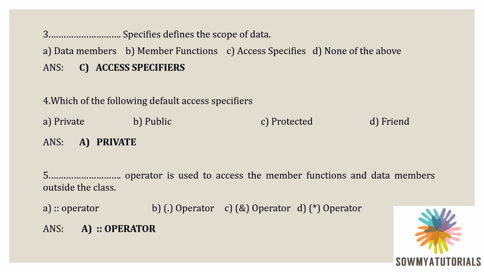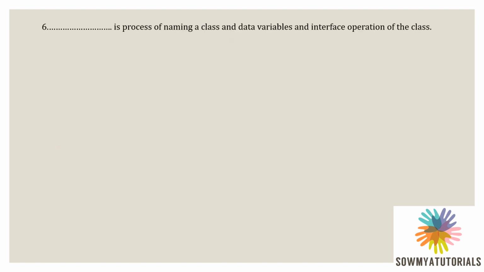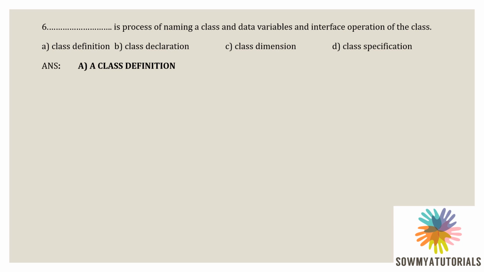The significance of the scope resolution operator is that it is used for accessing the member functions and data members outside classes. The next question is the sixth one: dash is the process of naming a class and data variables and interface operations of the classes. The options are class definition, class declaration, class dimension, and class specification. The correct answer is option A, the class definition, because it is the process of naming a class and data variables and interface operations of the class.